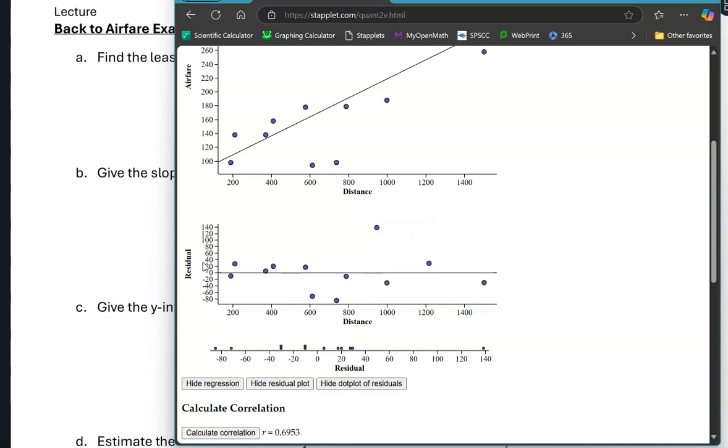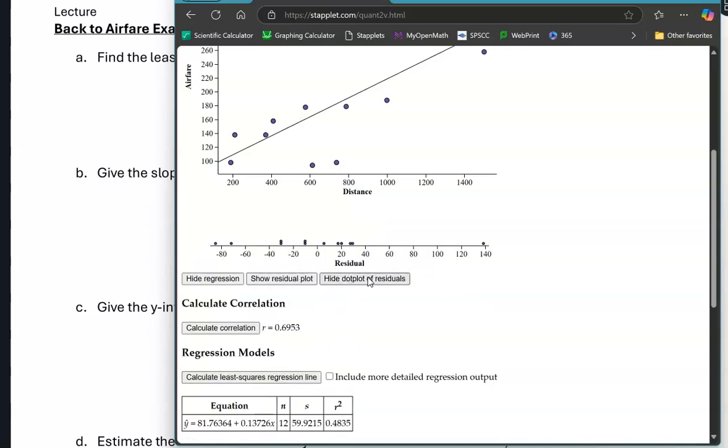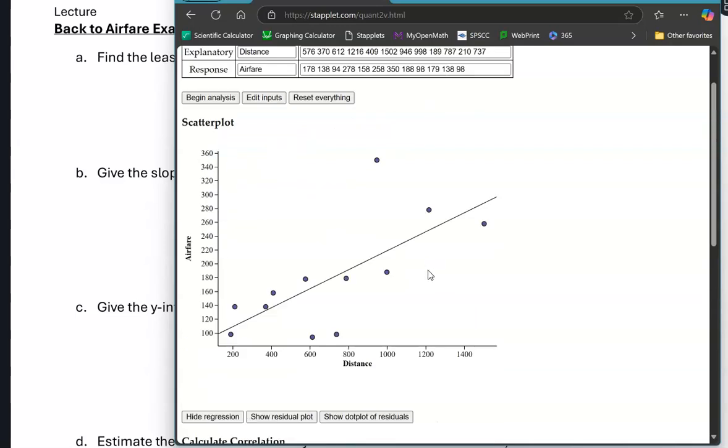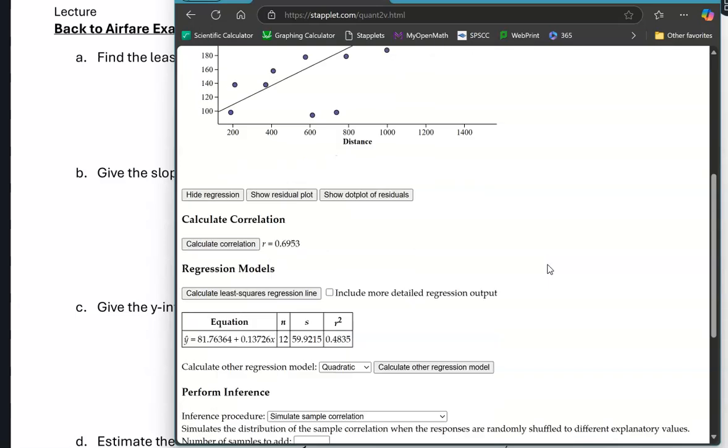But we're not going to do much at all with those. Here's just a dot plot of possible residuals. We have negative ones, we have some close to 0, and then we have that one that's super far away. Again, not really going to do much with those at all. In fact, I'm going to go ahead and hide that. That's all I want to see. I just want to see the scatter plot with the equation of the line.